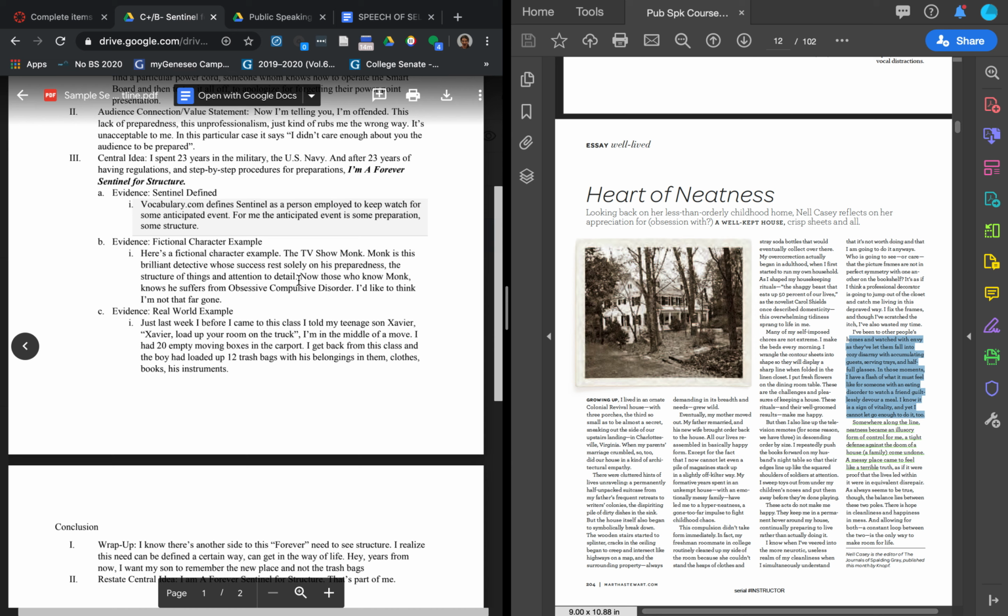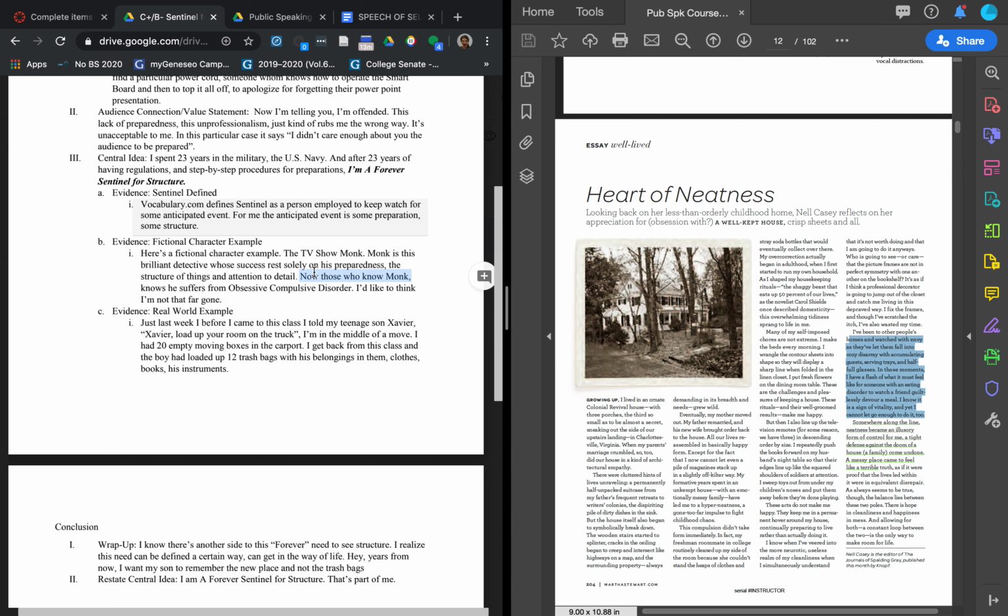One, there's this sentence like those who know Monk. You can't write an analogy assuming that anyone in your audience knows what you're talking about. So you have to act as if everyone in the audience has never heard of Monk. So don't say phrases like, now if you know who Monk is, or for those of you that don't know who Monk is, just talk about it. The other problem is this is the classic principle of show, don't tell.